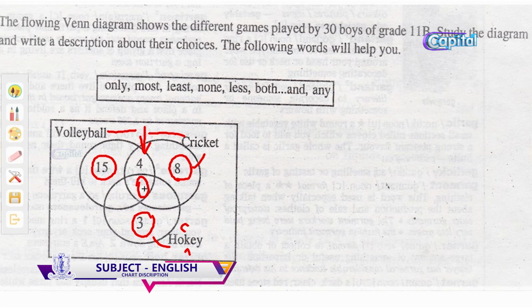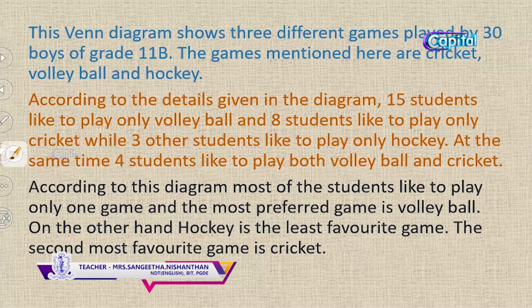According to this Venn diagram, we can say that most of the students like to play volleyball and the least of the students like to play hockey. Most of the students like to play only one game. Now, let's look at how they describe it.